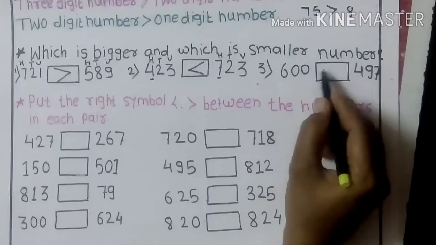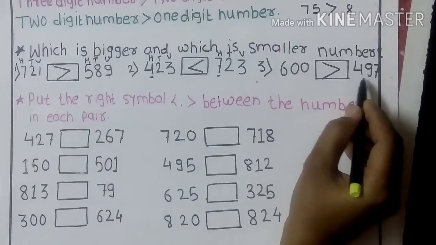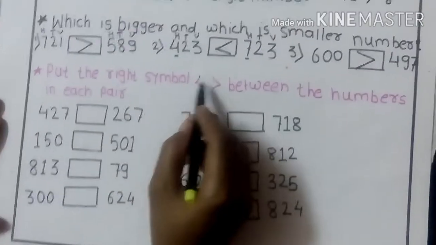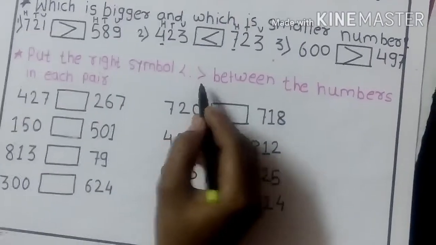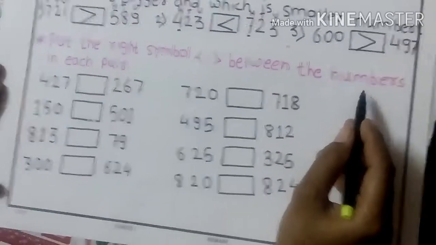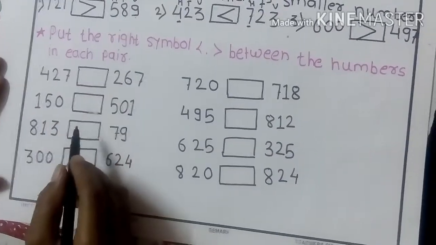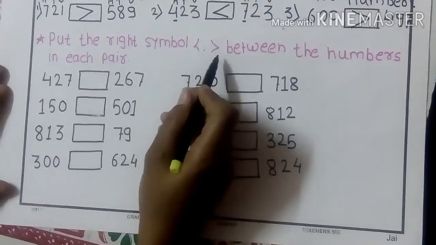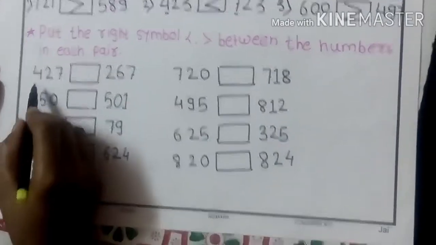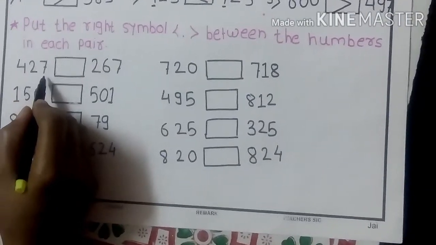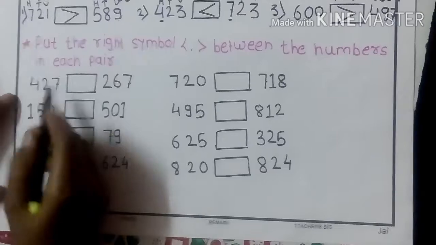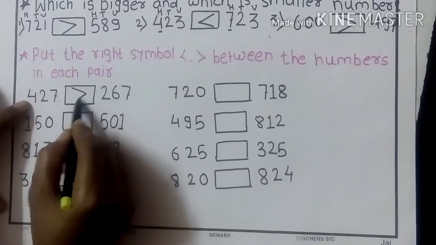Now third example, 600 and 497. In this example, 600 is bigger than 497. Okay, see the next question. Put the right symbol, smaller than or bigger than, between the numbers in each pair. Here we have been given a number of pairs and we have to write these symbols. Okay, first example, 427 and 267.